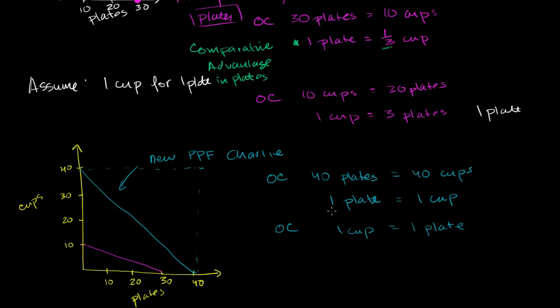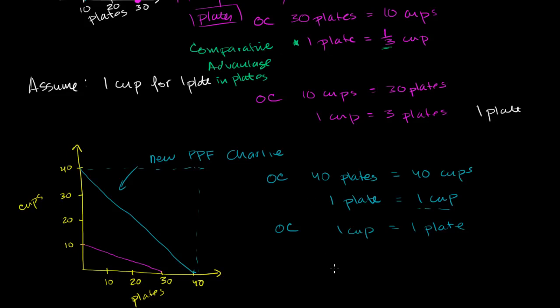Charlie's opportunity cost for producing a plate has improved, but it's still worse than Patty's. He has to spend 1 cup to make a plate. She only has to give up 1/3 of a cup to make a plate. So Patty still has a comparative advantage in plates.